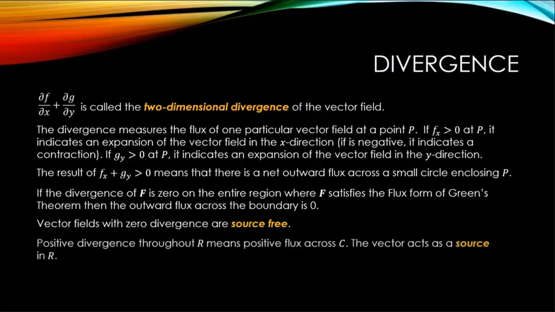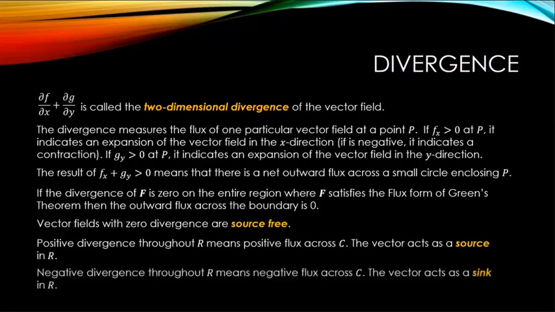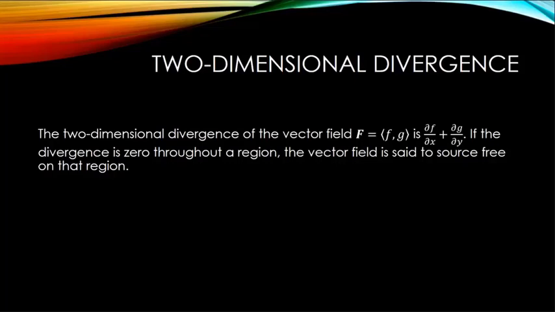Positive divergence throughout R means positive flux across C. The vector field acts as a source in R when this happens. A negative divergence throughout R means a negative flux across C. In this case, the vector field acts as a sink in R. So, the two-dimensional divergence of a vector field, where the field is given by a vector with components f and g, is the partial of f with respect to x plus the partial of g with respect to y. If the divergence is 0 throughout a region, the vector field is said to be source-free on that region.